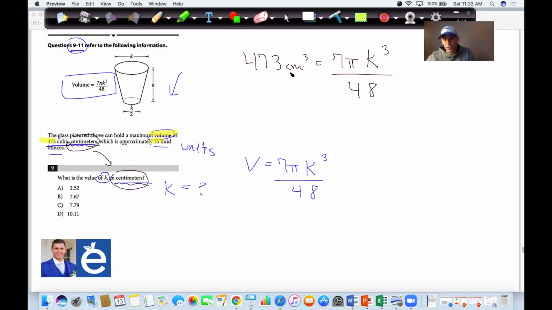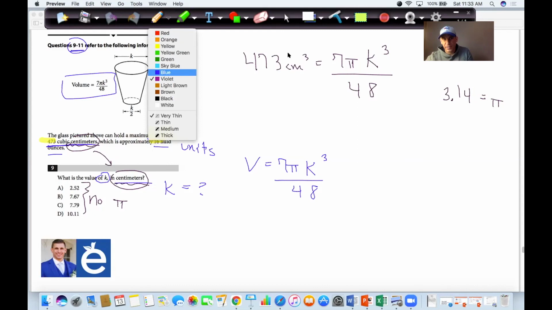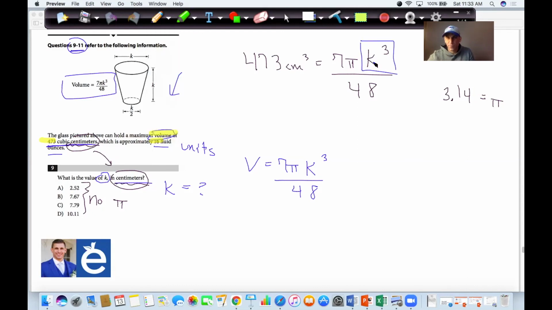I'm really not going to pay attention too much more to the centimeters cubed. What I do notice though, and this is fair to you, notice there's no pi. Because there's no pi inside of my answer choices, I will have to take this and expect to do 3.14 equals pi. So I want to be prepared to plug that in as I solve for this. My goal in this instance is to isolate and solve for k. So first I want to cross multiply. I'm going to use a calculator to save some time because I believe this is the calculator section. So 48 times 473 is going to give me 22,704.